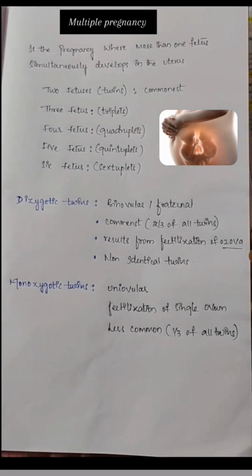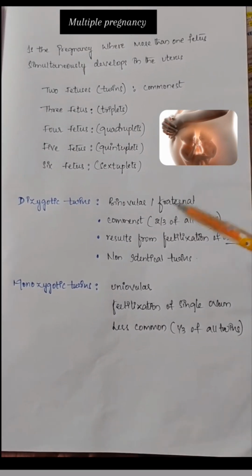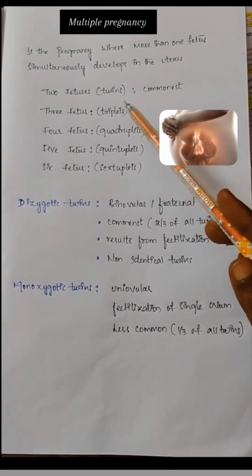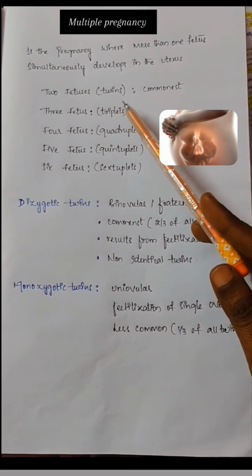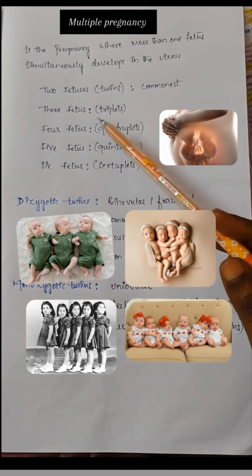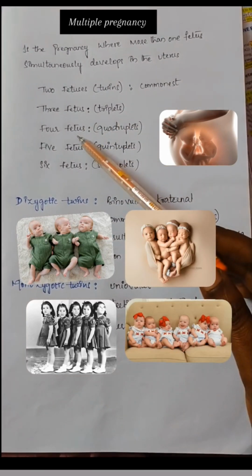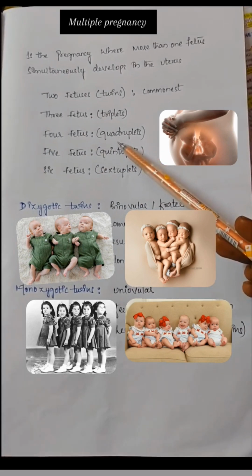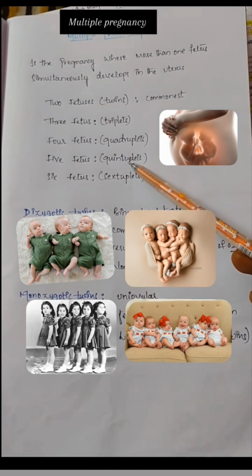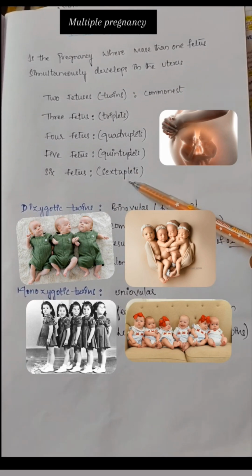Multiple pregnancy. Multiple pregnancy is a pregnancy where more than one fetus simultaneously develops in the uterus. So here you see the forms of multiple pregnancy. If the uterus carries two fetuses, they are called twins, and this is the commonest multiple pregnancy. If the uterus carries 3 fetuses, they are called triplets, 4 fetuses quadruplets, 5 fetuses quintuplets, 6 fetuses sextuplets.